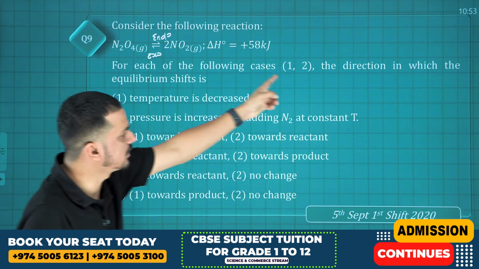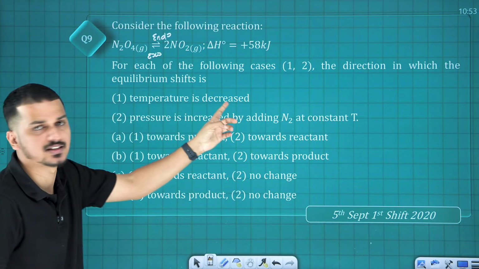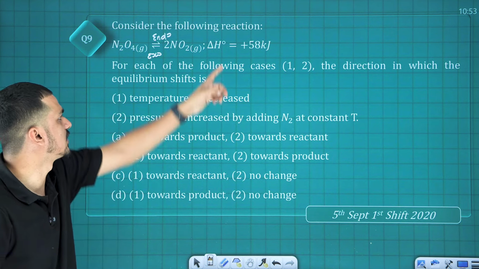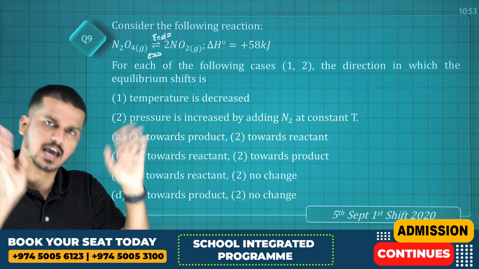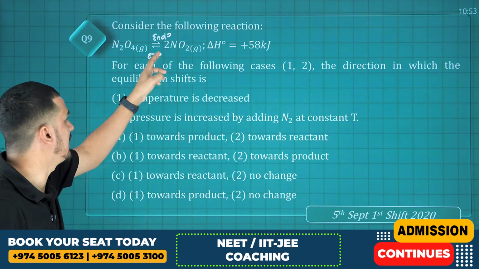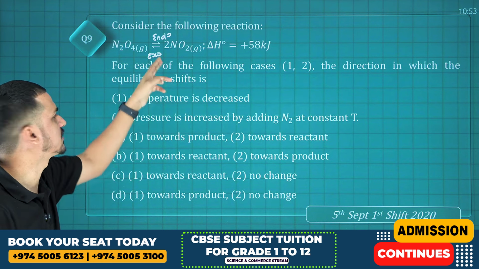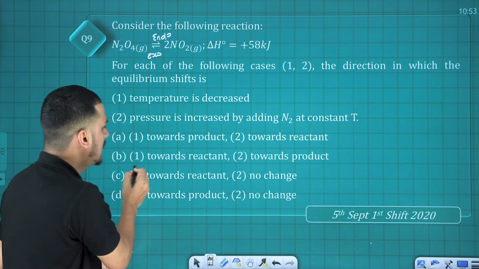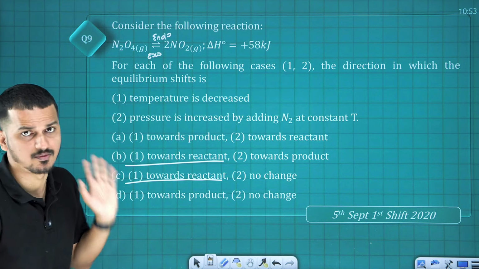Now for each of the following cases 1 and 2, the direction in which the equilibrium shifts. First case, temperature is decreased. Whenever temperature decreases, the exothermic reaction will take place. Temperature increases, endothermic. We don't know whether that is forward or backward in general, but in this case exothermic is backward. So whenever temperature decreases, the exothermic backward reaction takes place. So in the first case, the reaction shifts towards the reactant. That's okay.